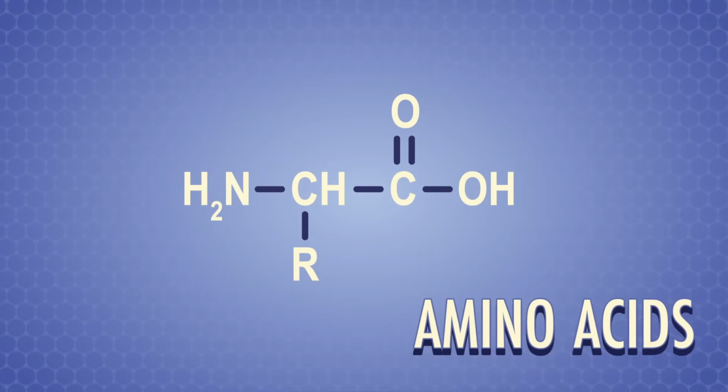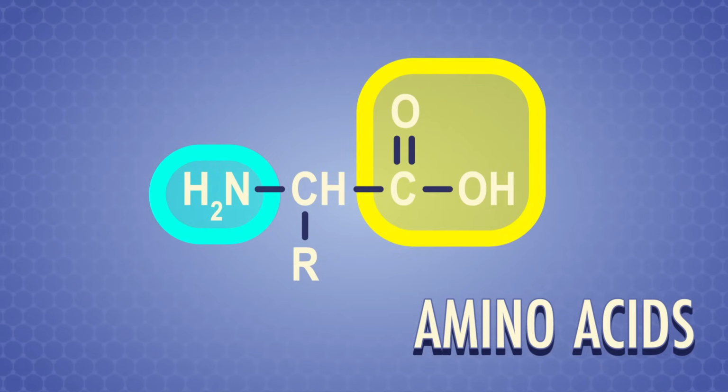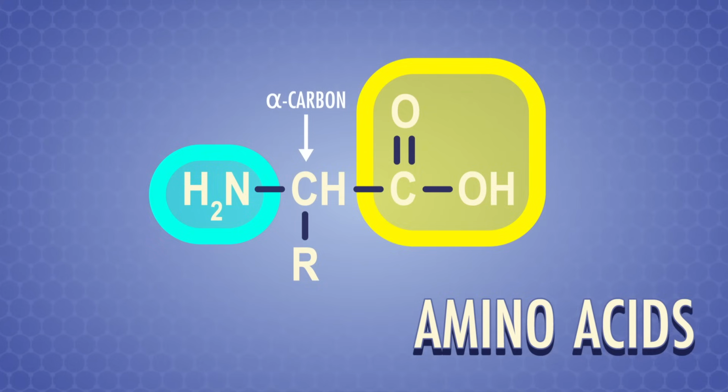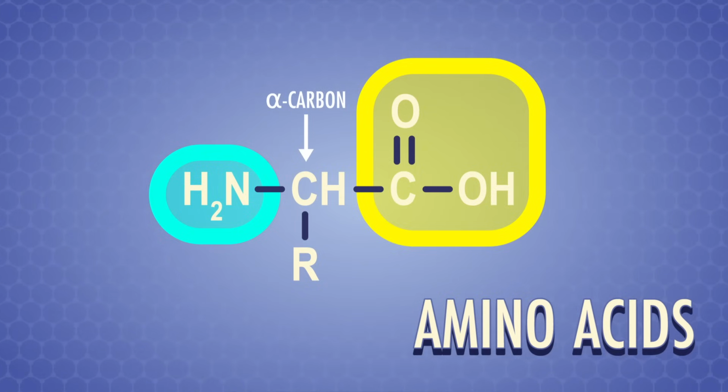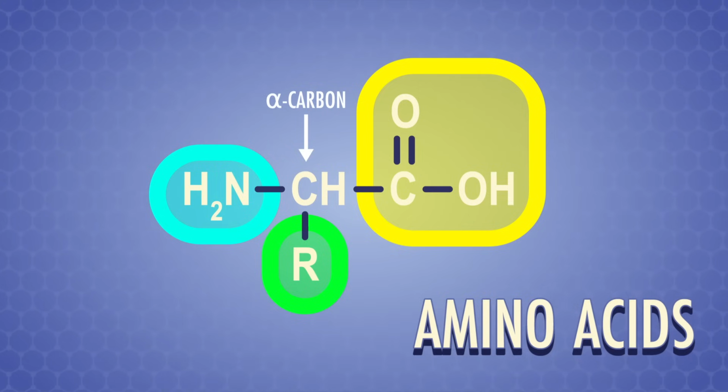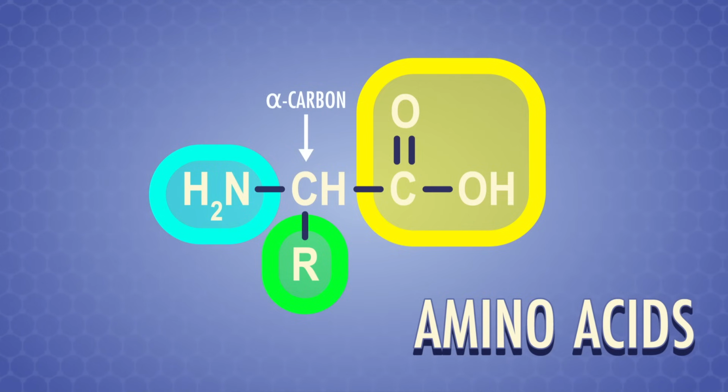Okay, really briefly, we've got one final building block to go. Amino acids contain an amine and a carboxylic acid, both connected to a central carbon atom, the alpha carbon. The alpha carbon also has a variable R group sticking out called a side chain. Each of the 20 standard amino acids has its own unique side chain. There's some interesting stuff going on within an amino acid molecule.